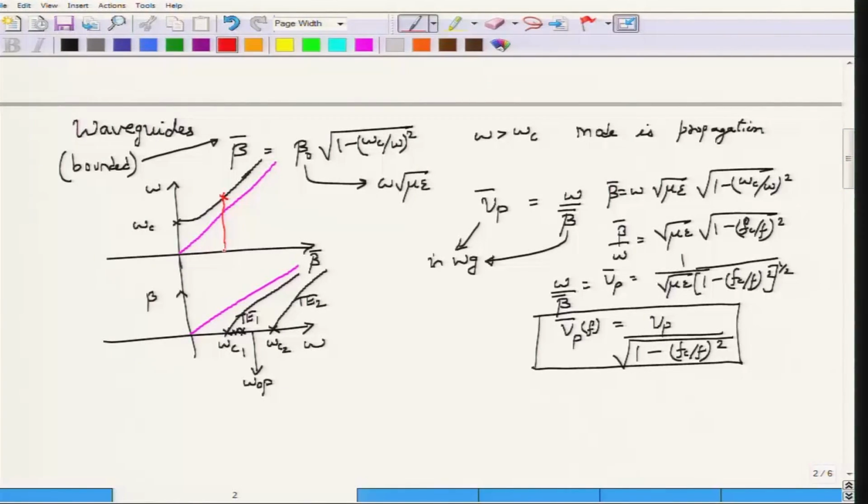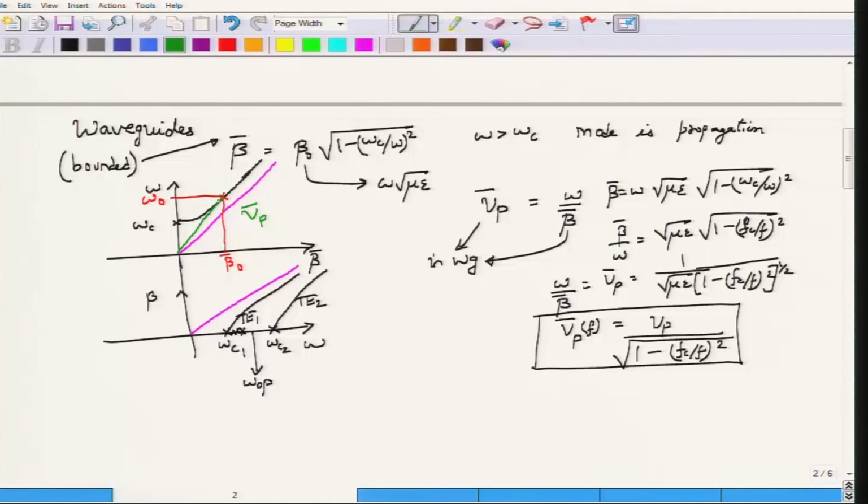I know that corresponding to this there would be a corresponding beta bar 0, and this is the operating frequency omega 0. If I were to draw a line, okay, so this red line would correspond to that. If I were to draw a line and take the slope of this line, which would be omega 0 by beta 0, that would be the phase velocity V p. So, what I have obtained is the phase velocity V p bar.